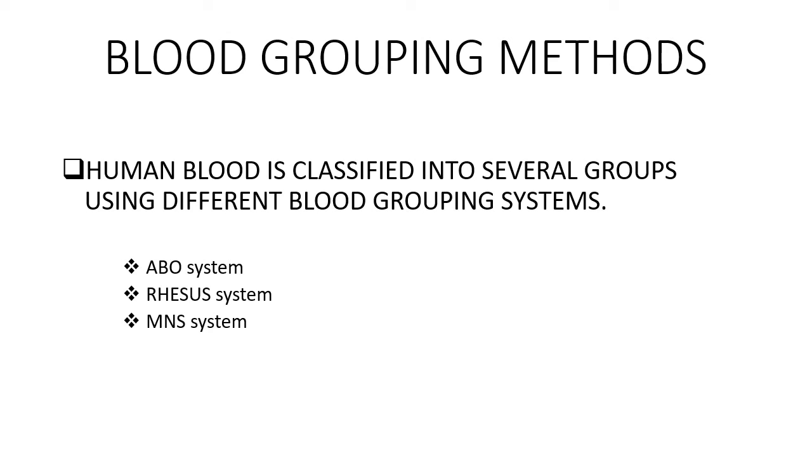As you all have a clear understanding about RBC and plasma, we can now move on to today's topic, blood grouping methods. Human blood is classified into several groups using different blood grouping systems. ABO system, rhesus system, and MNS system. In this video, we'll be talking about ABO system and rhesus system.